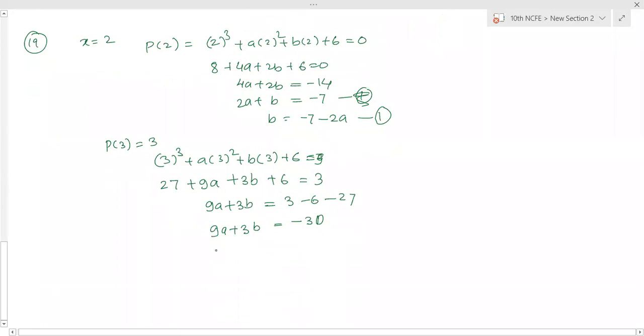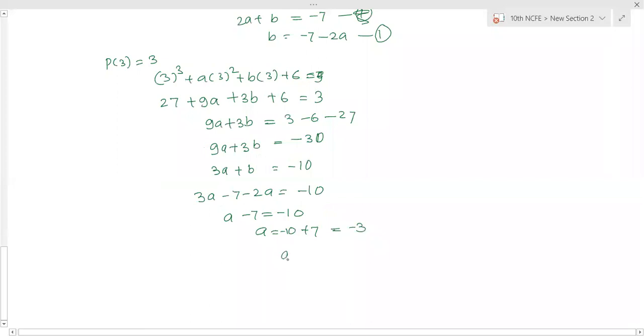So divide everything by 3. It will become 3a plus b is equal to minus 10. Now substitute the value of b here. 3a minus 7 minus 2a is equal to minus 10. 3a minus 2a is a, minus 7 is equal to minus 10. a is equal to minus 10 plus 7, which is minus 3. a is equal to minus 3. And b is equal to minus 7 minus 2a, minus 7 minus 2 into minus 3. So minus 7 plus 6, which is equal to minus 1. This is the value of b.